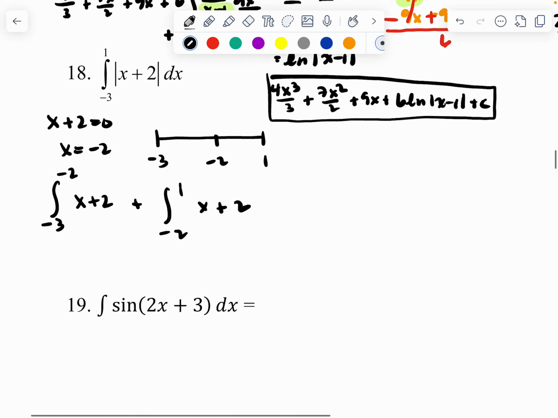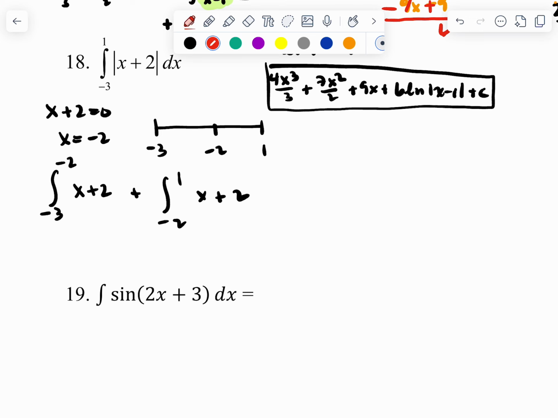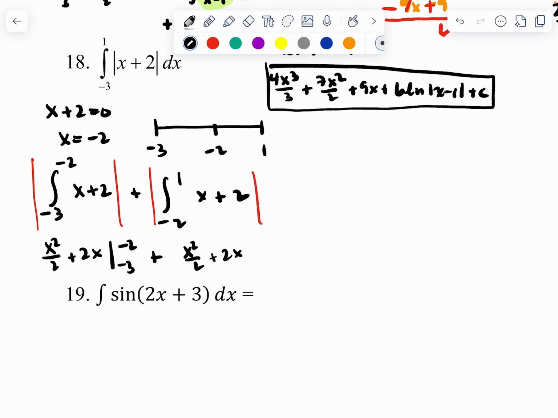And then remember at the end, we're going to be taking the absolute value of both of these values, okay? Again, if this is weird to you, it's because you haven't seen it yet. Okay, now let's integrate the first one. The integral of x plus 2 is x squared over 2 plus 2x evaluated from -3 to -2 plus, and this one is also an x squared over 2 plus 2x evaluated from -2 to 1.